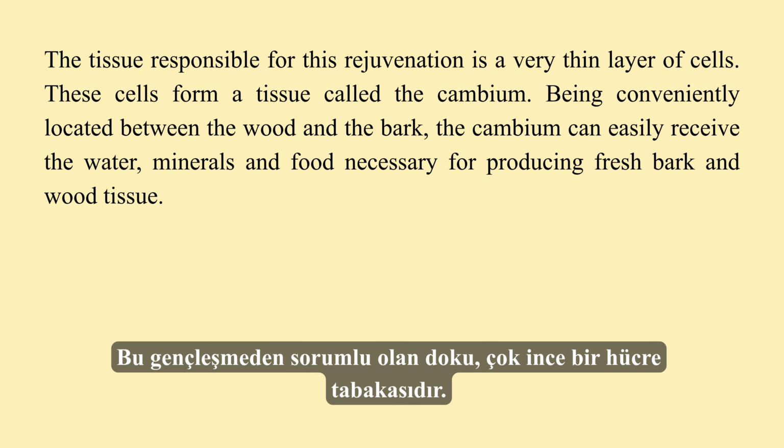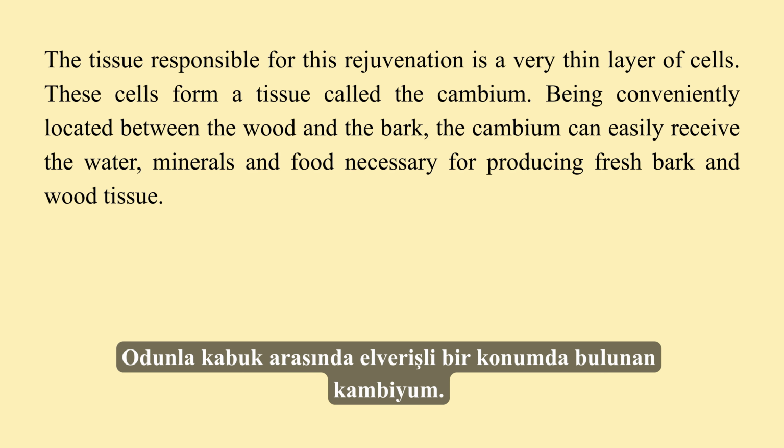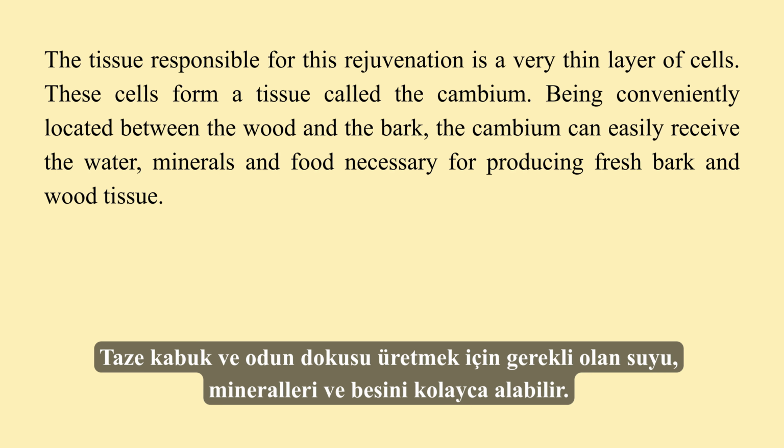The tissue responsible for this rejuvenation is a very thin layer of cells. These cells form a tissue called the cambium. Being conveniently located between the wood and the bark, the cambium can easily receive the water, minerals, and food necessary for producing fresh bark and wood tissue.